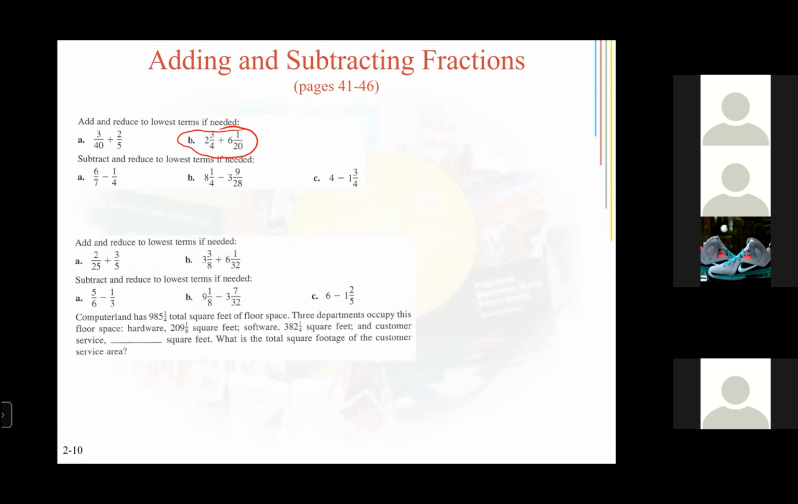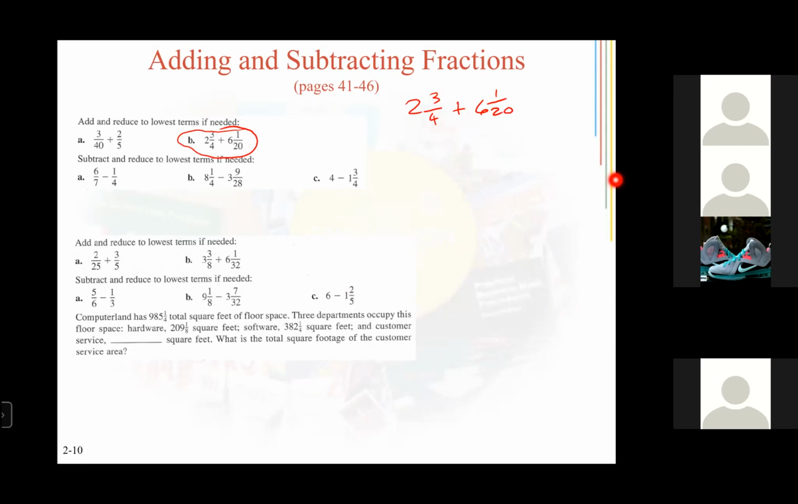They both whole number. I mean, they improper fraction. Well, mixed numbers. Mixed numbers. So how would we tackle that one? So we have 2 and 3 over 4 plus 6 and 1 over 20. Do we change those to improper fractions?